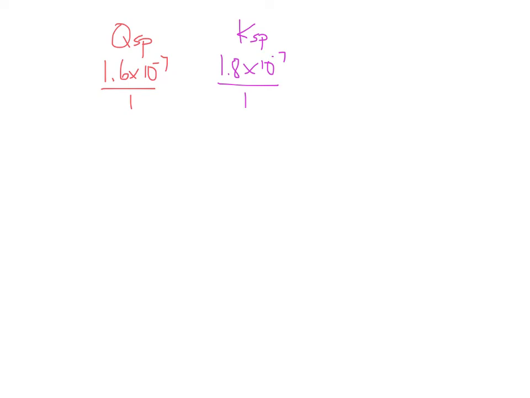And the reason why we might want to turn that into a fraction is because Q and K are really just ratios of products to reactants. So it's easier to see what's happening to the products or to the reactants if we look at it as a fraction or as a ratio. So Qsp is what I put in my beakers, Ksp is what it's going to end up coming to. How can I get the products to change from 1.6 times 10 to the negative 7 to 1.8 times 10 to the negative 7? Well, I see that this number is going to have to go up, and this number relates to the products, so the products are going to have to increase.